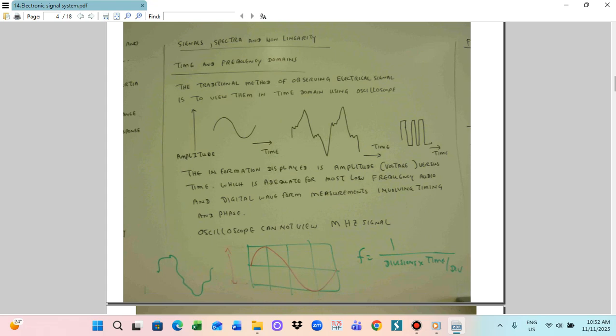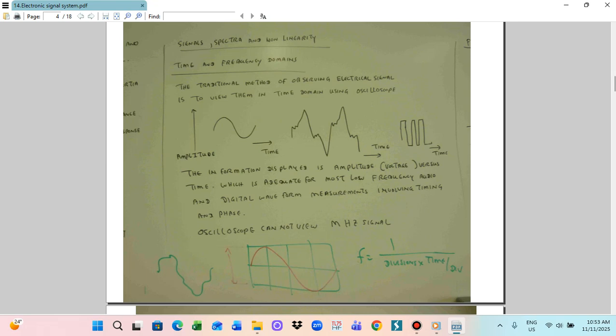But the oscilloscope has a limitation. The oscilloscope is fine for 50 Hz, 100 Hz, 1000 Hz, no problem, up to kilohertz you can use it. But for frequencies higher than the megahertz level, inside the oscilloscope there are analog amplifiers, and those amplifiers cannot amplify the very high frequency signal. So this is why the oscilloscope can be utilized for low frequency. But for very high frequency, you cannot use the oscilloscope to view those signals.